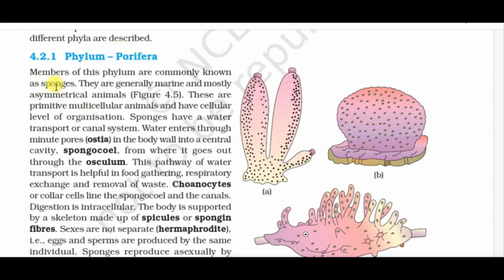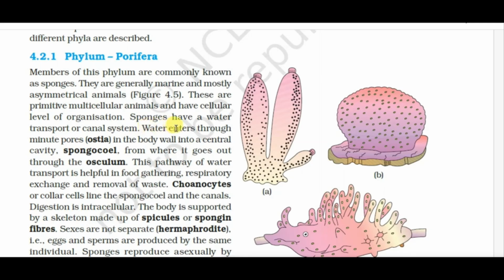Phylum Porifera. Members of the phylum are commonly known as sponges. They are generally marine, mostly asymmetrical animals. These are primitive multicellular animals that have a cellular level of organization. Sponges have a water transport or canal system.